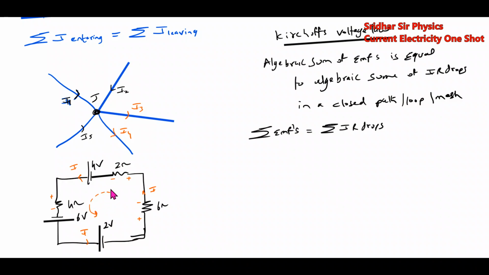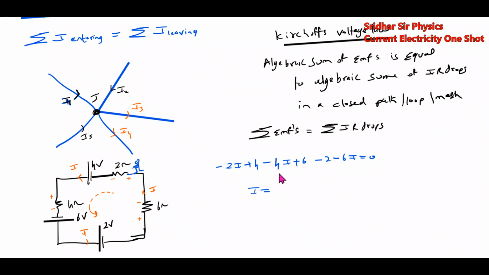You can traverse clockwise or anti-clockwise. So I'll move from here. Just imagine yourself walking along the loop from here. Minus 2I, plus 4, a rise in EMF, plus 4, minus 4I plus 6 minus 2 minus 6I equal to 0.